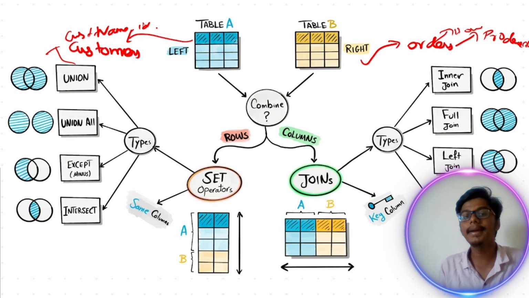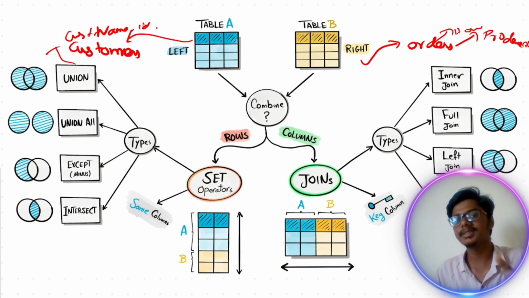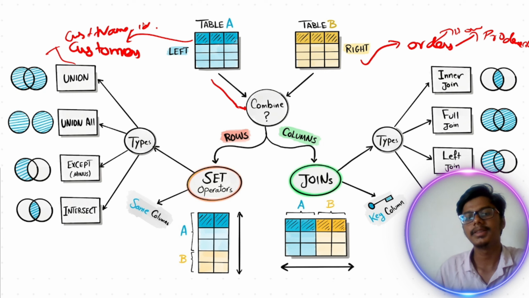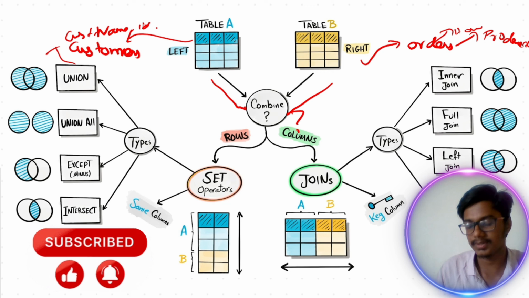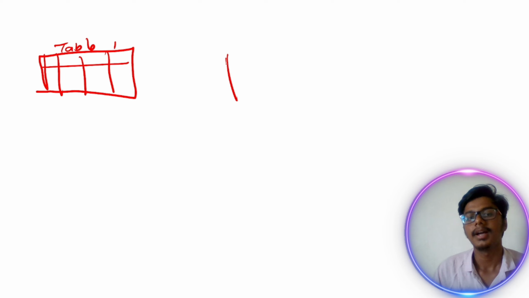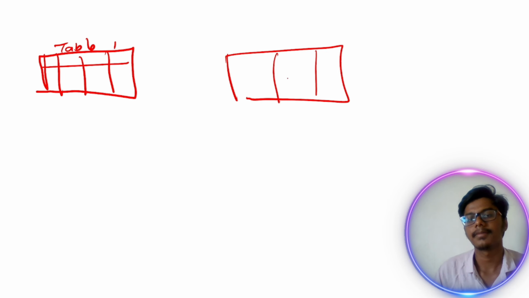So I want to combine these tables. The main motive of joins is to combine. We want to combine two tables: the left table and the right table. How can we combine them? Let me explain it like this. Consider this is my table 1. Again, here I have the table 2.